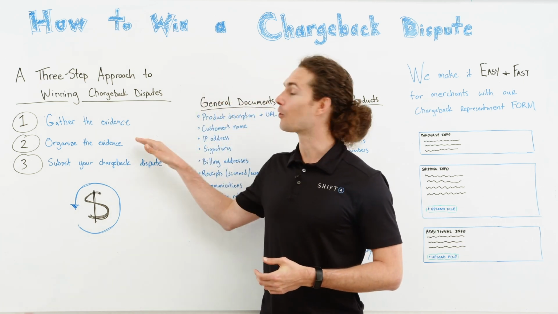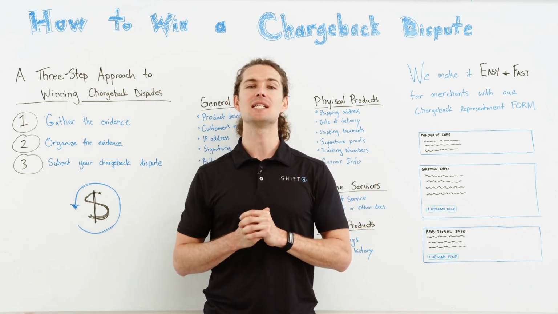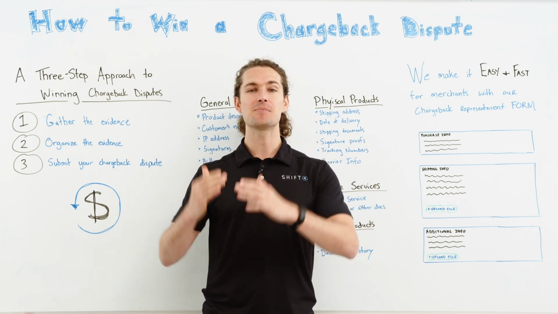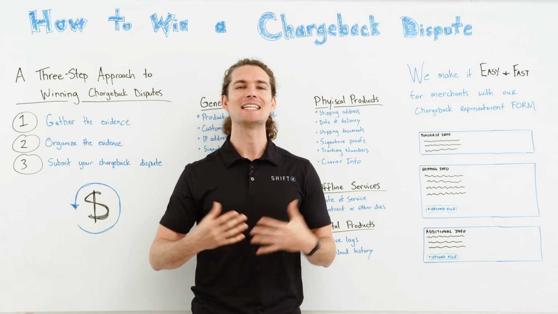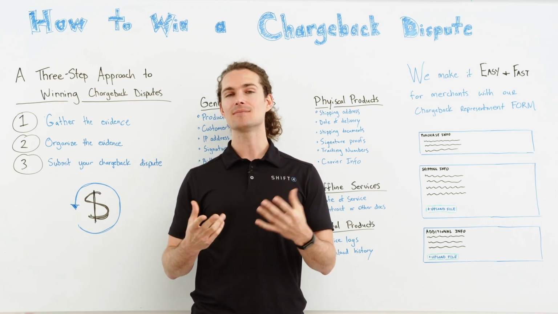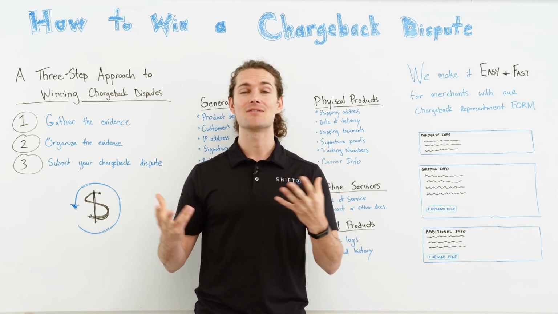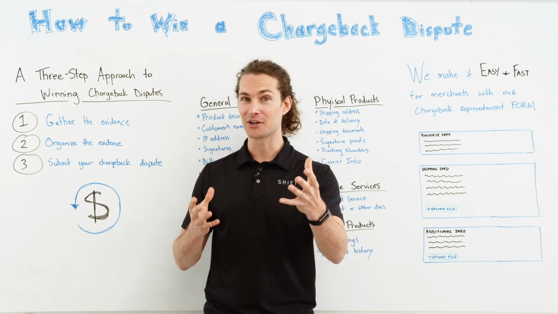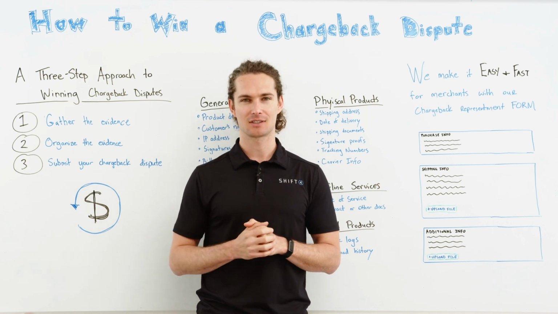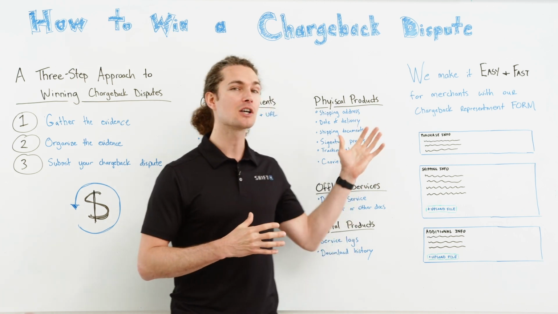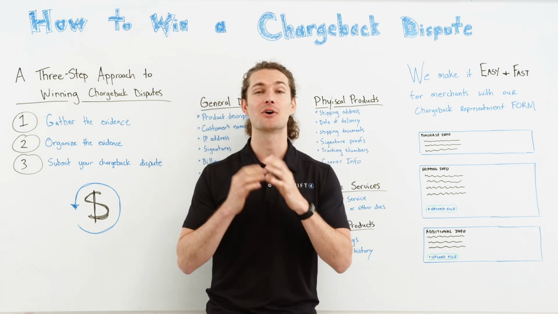Second, organize the evidence. Once you've collected the evidence that shows that the charge being disputed is legitimate, the next step is to organize this evidence. Put everything together in a structured and easy to follow way, ideally in a single PDF document. Now, while the collection and organization of evidence can seem daunting, if you partner with a reputable payments provider like Shift4, the process becomes much simpler. Shift4's chargeback representment form is simple to understand and guides you through the ideal structure for all your evidence.